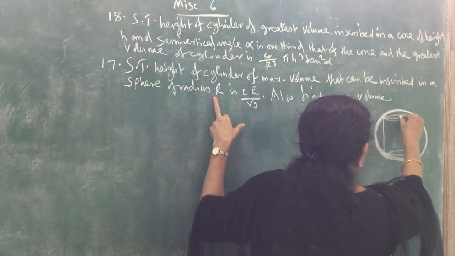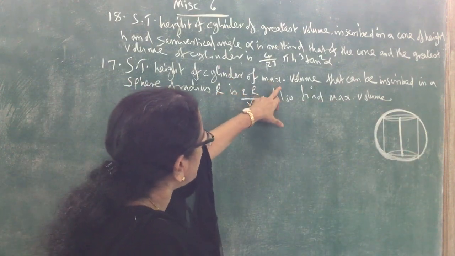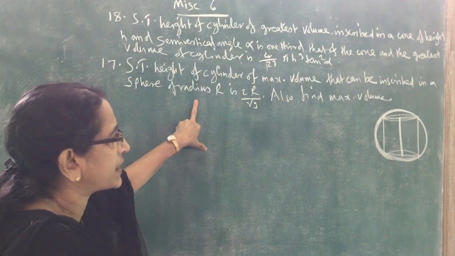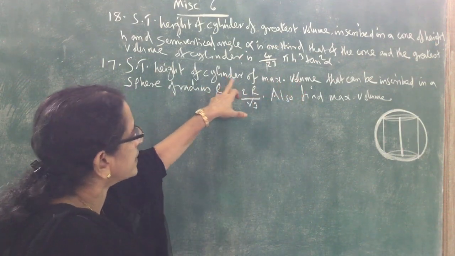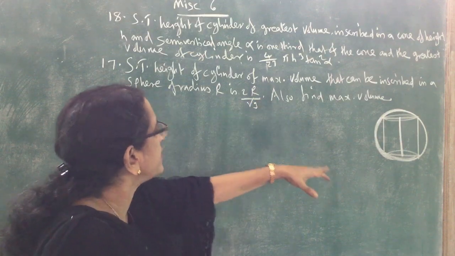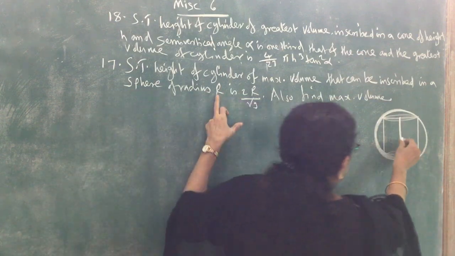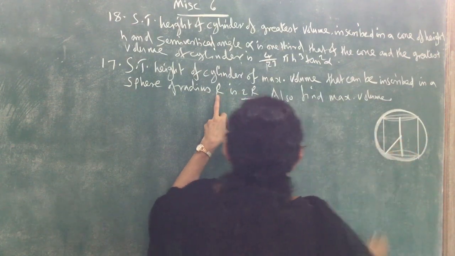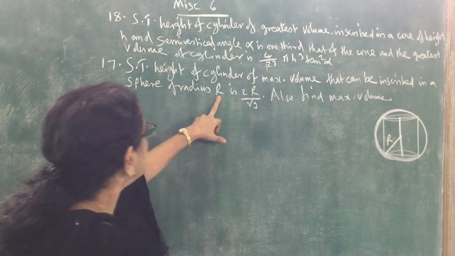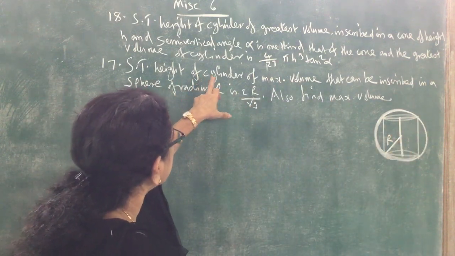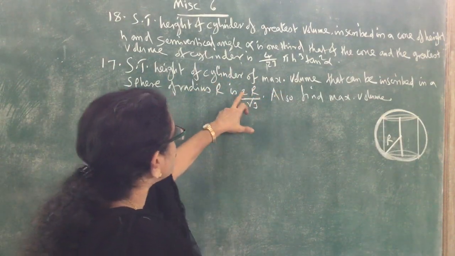So here when we draw the height, this is the height of the cylinder, and the cylinder of maximum volume that can be inscribed in a sphere. So we have to find when the volume of the cylinder is maximum. The volume of the cylinder is pi r square h, and the radius of the sphere is capital R. We have to prove that the height of the cylinder of maximum volume is 2R by root 3.